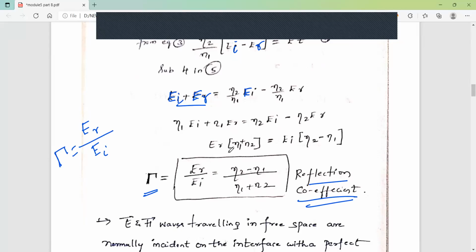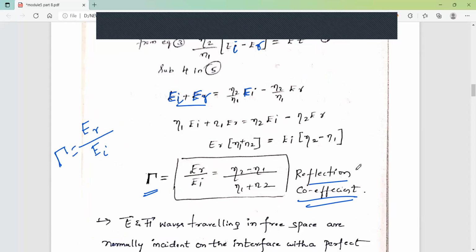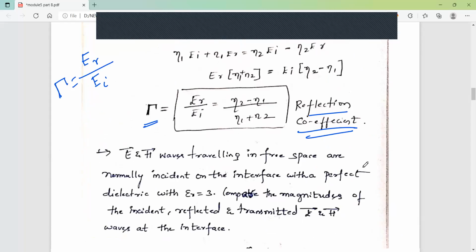So we have got two expressions. One is the reflection coefficient, that is eta 2 minus eta 1 by eta 1 plus eta 2. And the other one is the transmission coefficient, that is nothing but twice eta 2 by eta 2 plus eta 1, where eta is the intrinsic wave impedance in medium 1 and 2 respectively. So these two expressions are very important.